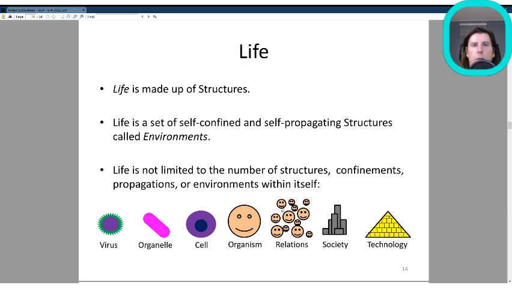And then relations, so you could have social networks, you could have tribes, cavemen, whole herds of dinosaurs. Those groups and herds and tribes form societies, and then the societies form technologies. According to these definitions, each one is self-contained but also self-propagating. They are their own environments for propagating themselves, and they create their own environments for propagating themselves.